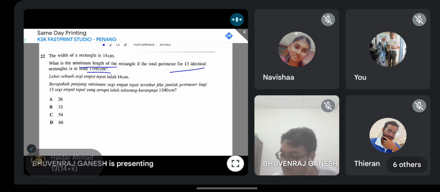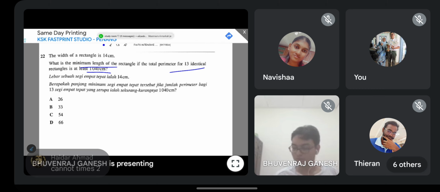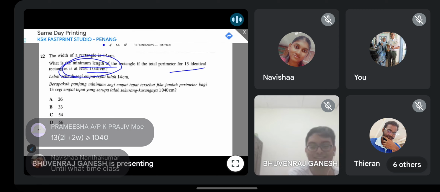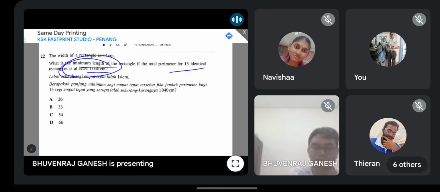13, 14 plus x. Not really. Wait, let me see. Let me counter check. 13 plus 14 x. 182 plus 13. Let me check. Okay, yes. But what, not equal, Saida. The equal sign is wrong. At least. Yes, okay, correct. Going to finish already. Okay, so yeah, this is how the inequality will be, guys.